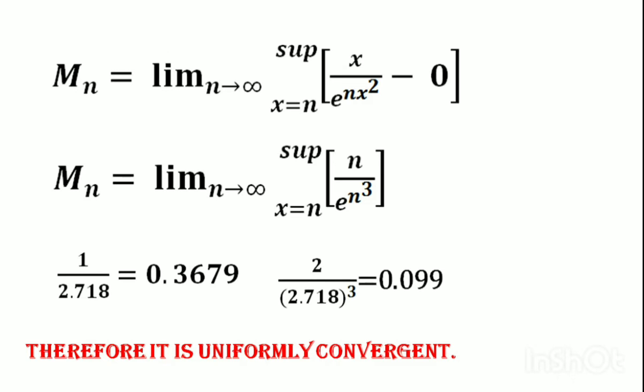So if the value goes to infinity, surely it reaches to 0. So it is uniformly convergent. Now we will discuss the boundedness. Then only we can conclude whether option D is true or false.